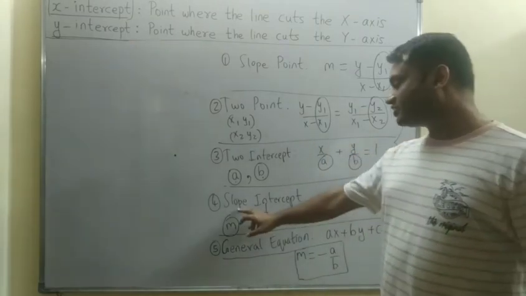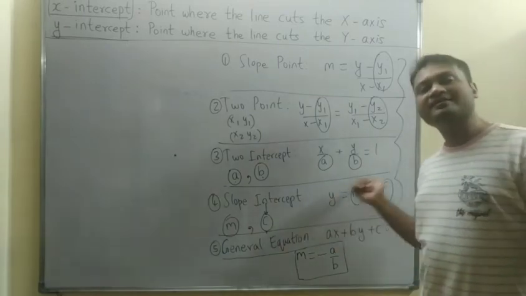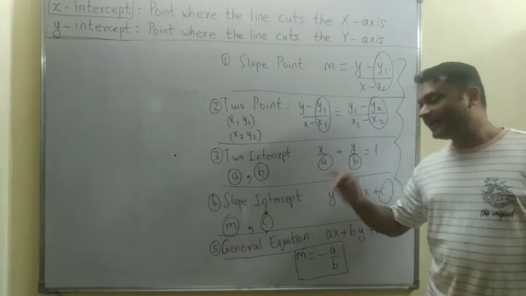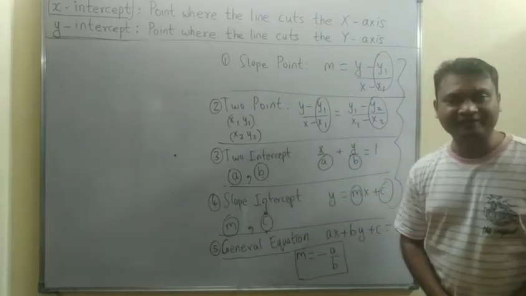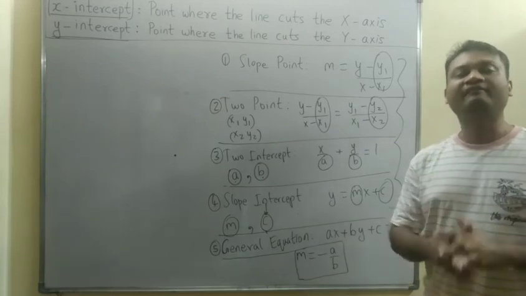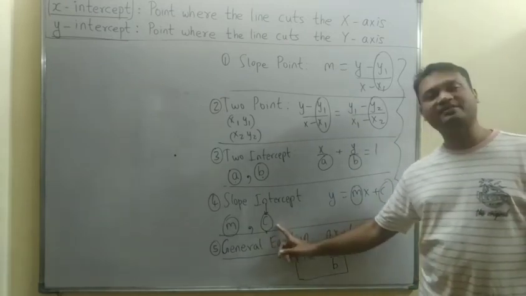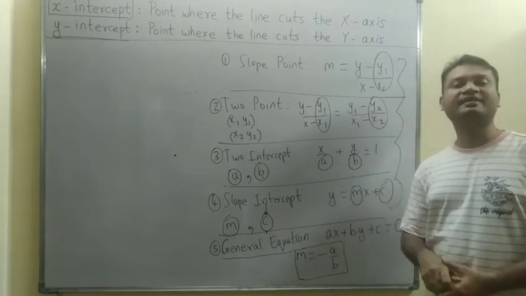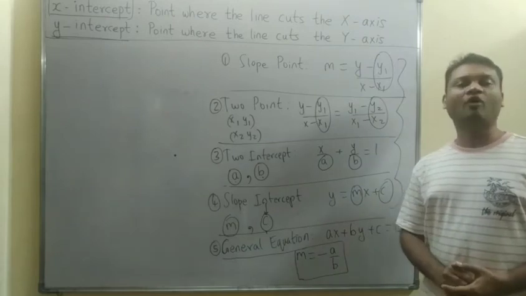Finally, we had another equation which is slope intercept form, which is y is mx plus c. Here m is the slope of the line and c refers to the y-intercept. That means the point where the line cuts the y-axis at 0, c. So y is mx plus c. This is the equation of straight line in slope intercept form.